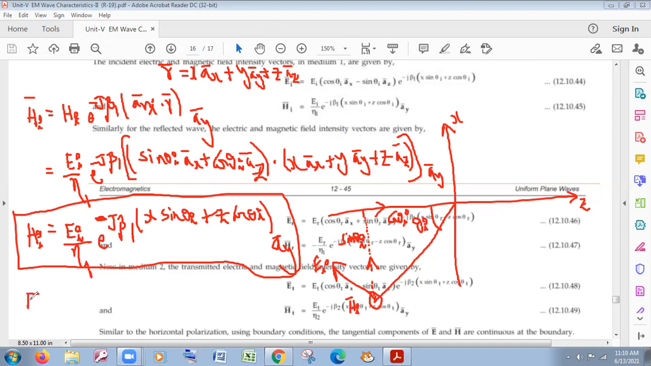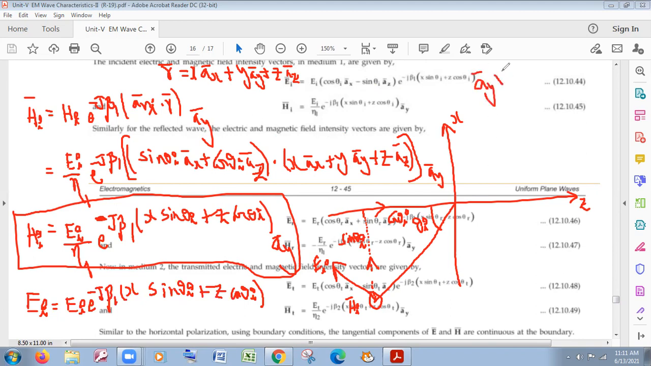E_i bar is equal to the coefficient E_i into the exponential value e power minus j beta 1 times x sine theta_i plus z cos theta_i, and here we have a_y cross multiplied with a_ni bar. That is the cross product: a_y bar cross a_ni bar.